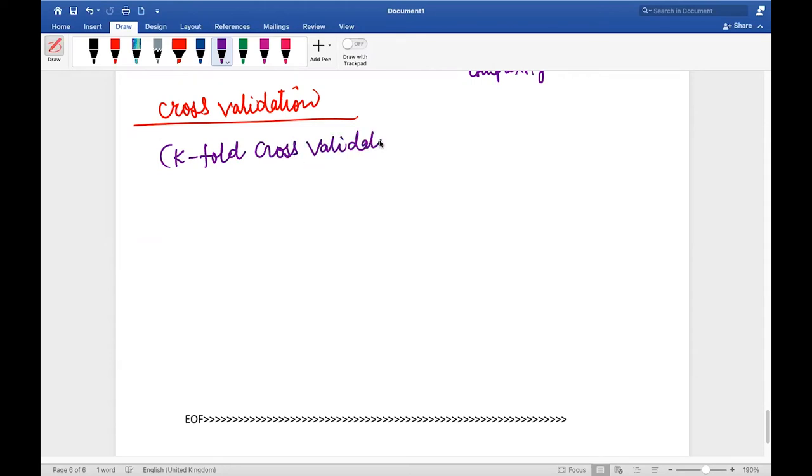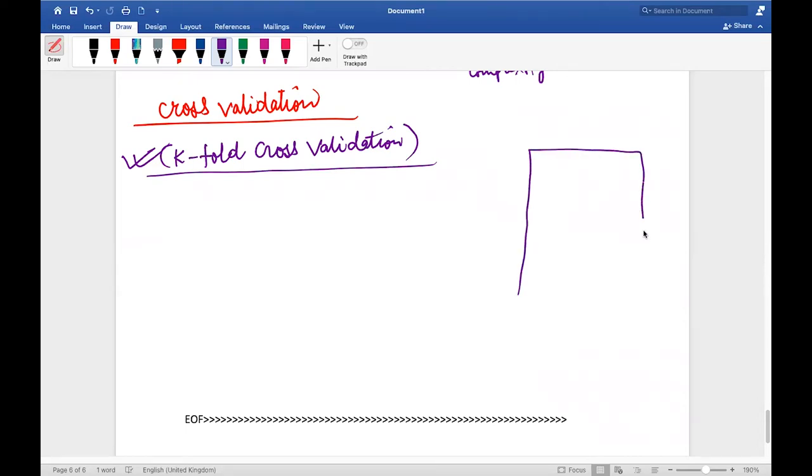There are two other methods also, but 99.5% of the time we are going to use k-fold cross validation, and this is also very important in terms of interviews. First of all, let us see conceptually what it means. Let's say this is our data.